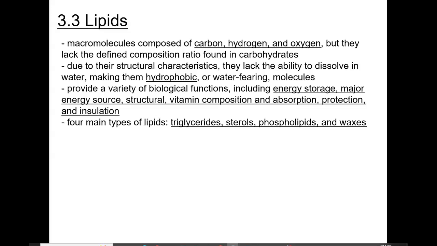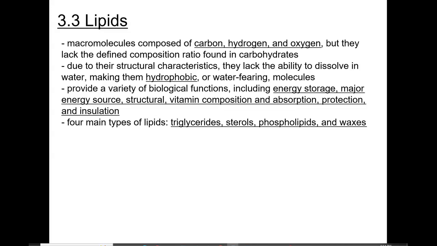They provide a variety of biological functions, including energy storage, which is a major function in our body. Major energy sources can be gotten from these storages in our body. So if you are unable to get food for a day, or if you're in a famine, your body's able to break down these energy storages and use them in order to feed your body and sustain yourself. They're also structural.